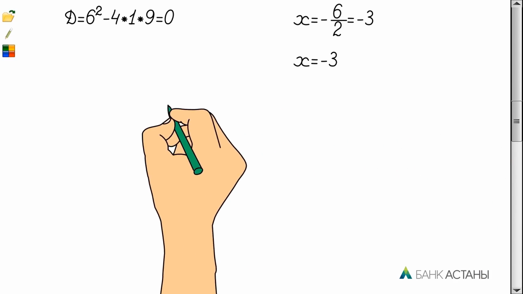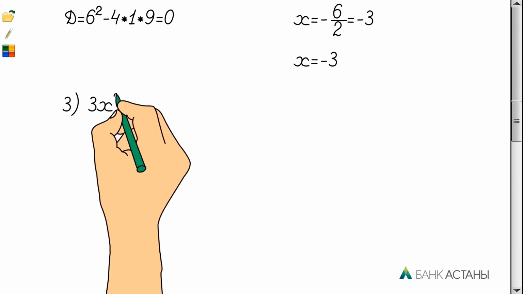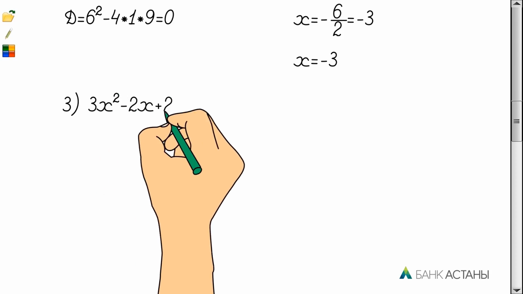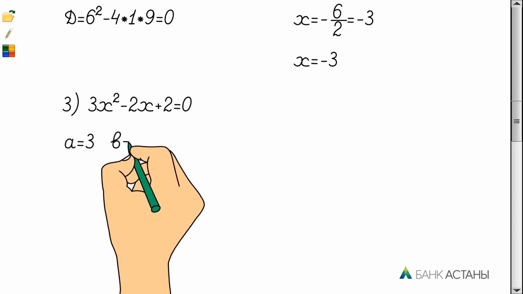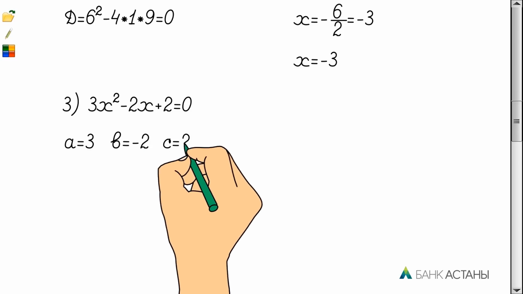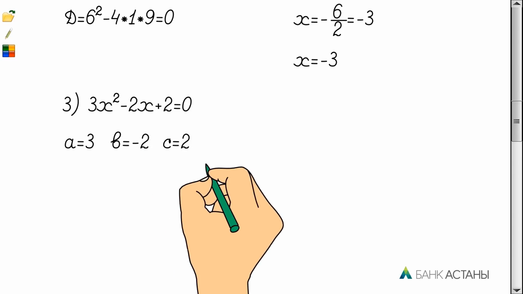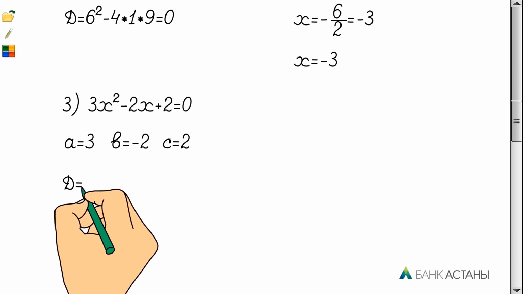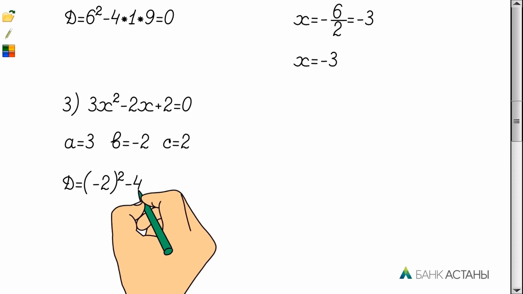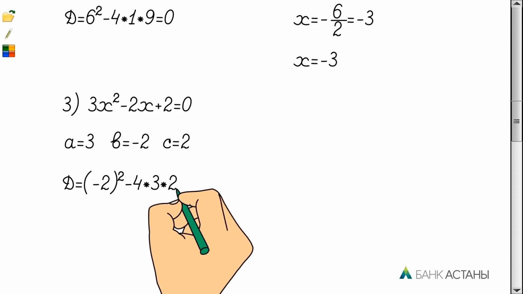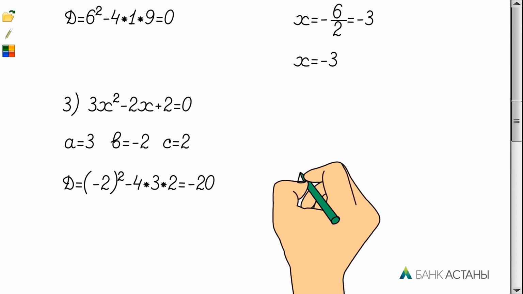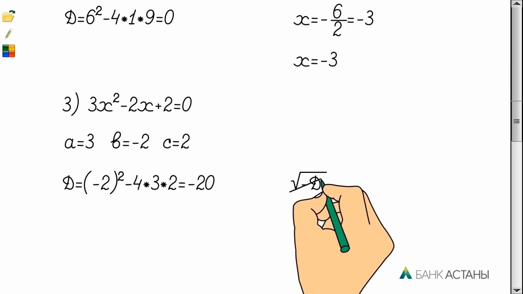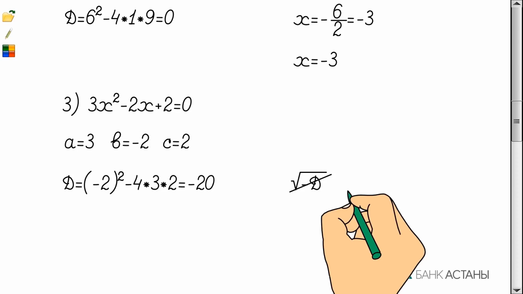Let's solve the last equation. 3x squared minus 2x plus 2 is equal to 0. We define our coefficients. a is equal to 3, b is equal to minus 2, and c is equal to 2, and substitute into the formula of the discriminant. Discriminant is equal to minus 2 squared minus 4 multiplied by 3 multiplied by 2, which is equal to minus 20. We have calculated that the discriminant is less than 0. As we can't find the square root of a negative number, in this case the quadratic equation has no roots.